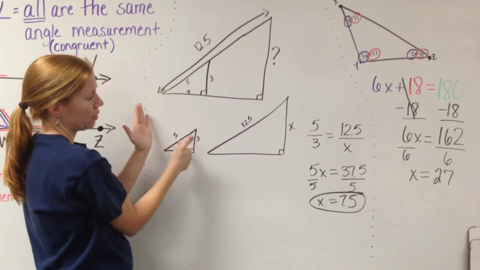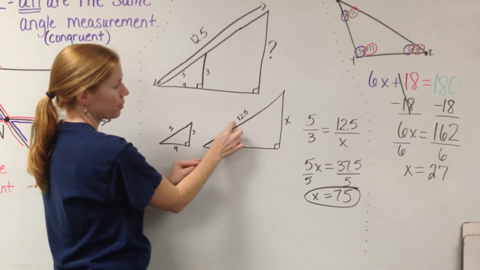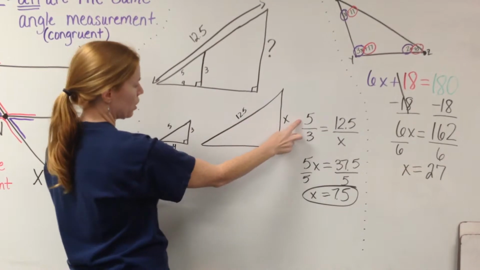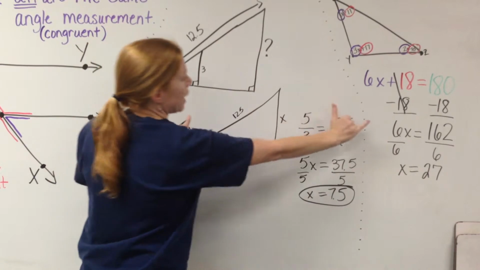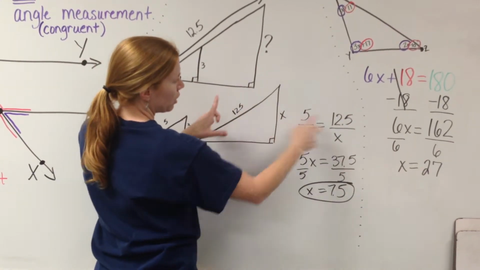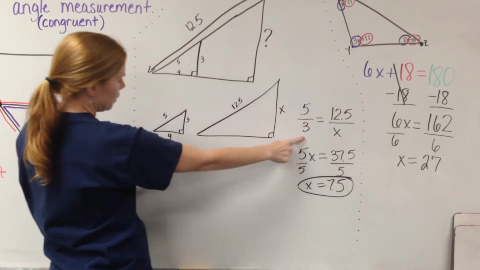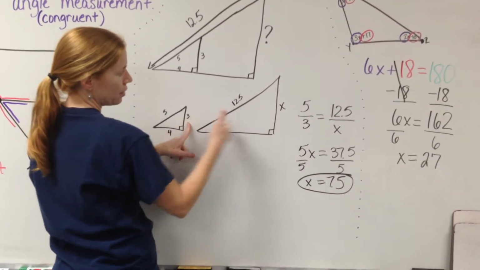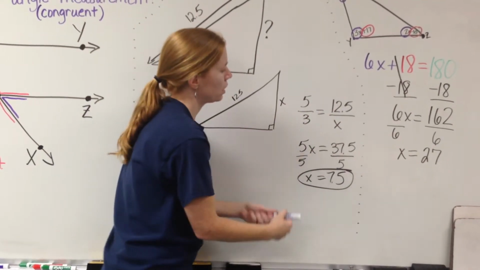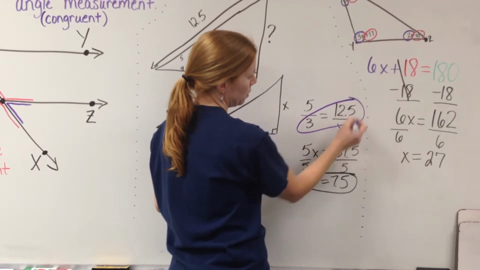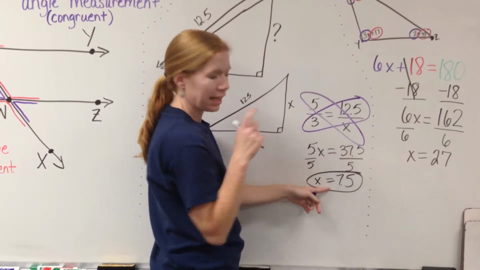I just redrew it again. Now I draw the big one again, put my numbers here, and then set up a proportion. So 5 for the hypotenuse of this one is the same as 12.5 of the hypotenuse of the big triangle. So I put them both on the top. Then my 3 on the side is the same as this x. So then all I need to do is cross multiply and then divide by 5, and that will give me x.